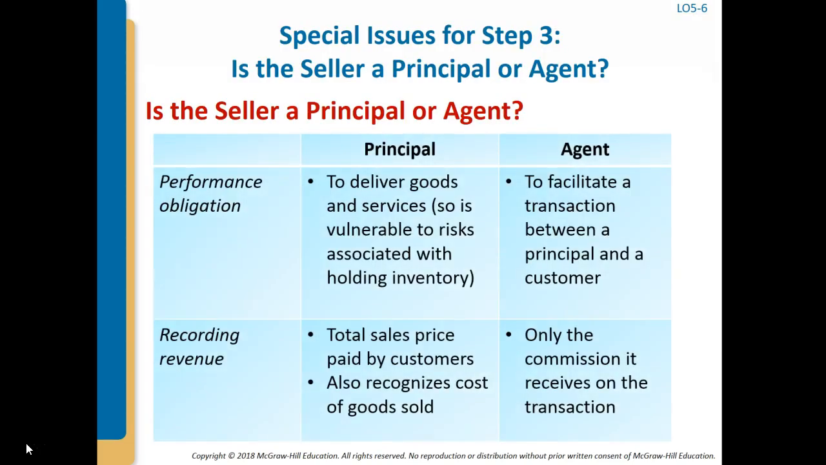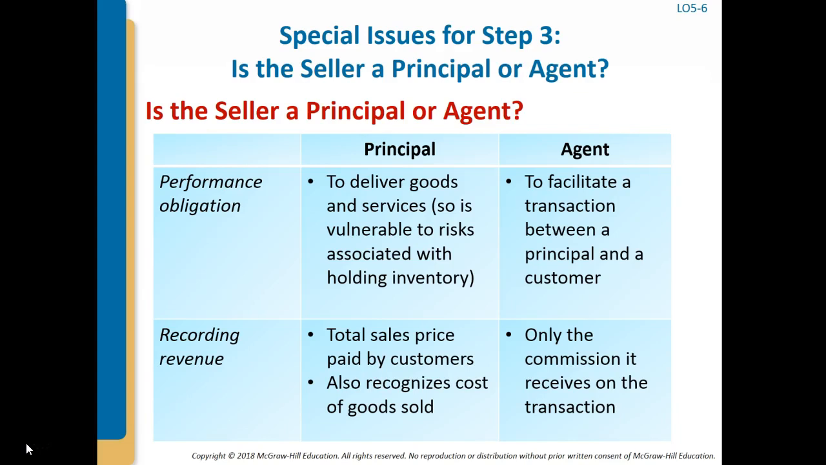The transaction price also depends on whether the seller is a principal or an agent. The principal has primary responsibility for delivering a product or service. It is vulnerable to risks associated with holding inventory, delivering the product or service, and collecting payment from the customer. In contrast, an agent doesn't primarily deliver goods or services, but acts as a facilitator that receives a commission for helping sellers provide those goods or services to buyers. So an agent's performance obligation is to facilitate the transaction between a principal and a customer.